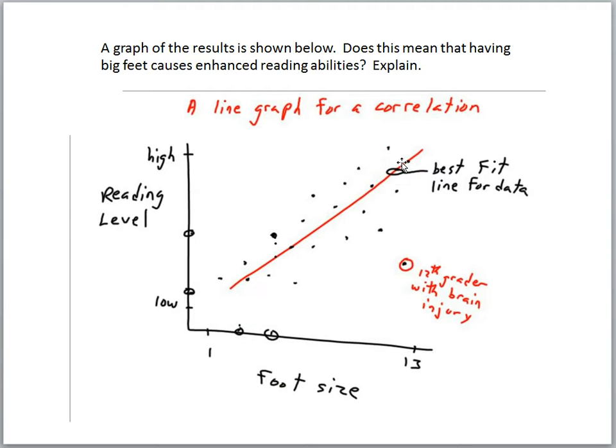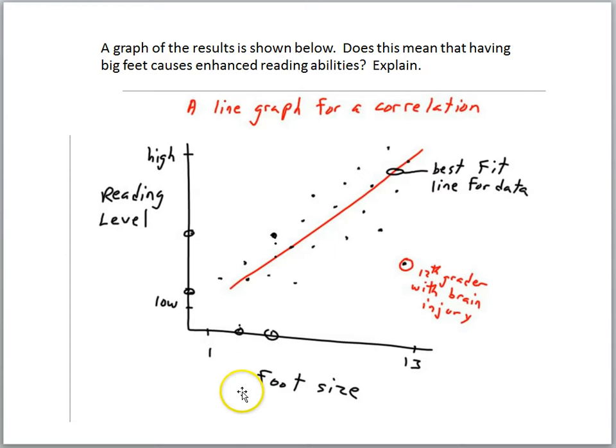So that's a correlation. At this point, you might want to just pause and try to figure out what would explain that correlation. There really is a correlation between foot size and reading level. Kids with big feet have high reading scores. Kids with little feet have low reading scores. What explains that relationship? So go ahead and pause the video, see if you can answer that, and then we'll pick it up.